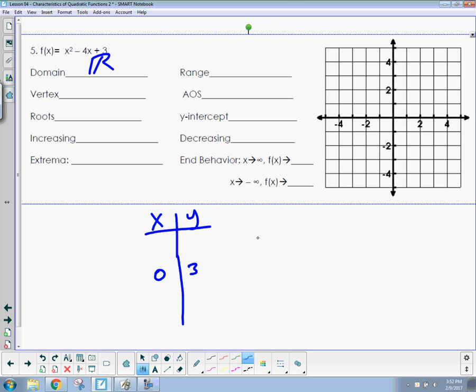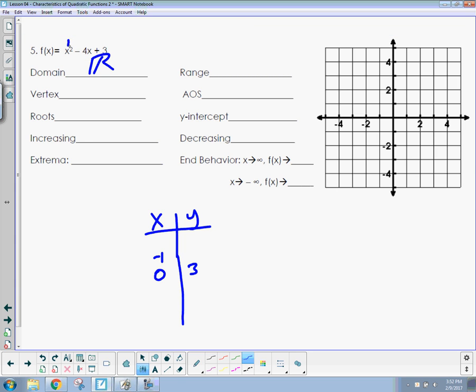Negative 1. Negative 1 squared is 1. Plus 4, because negative 4 and negative 1 make a positive 4. 3, 7, 8. Notice that I jumped up.